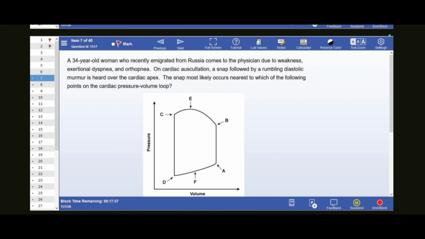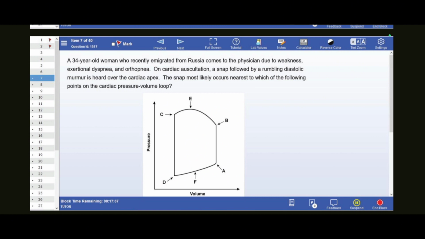So where do you think a person who is having a diastolic rumble following a snap would have that snap in this cycle? Well, first we have to establish the diagnosis. A snap is followed by a diastolic rumble. A snap before diastole, what does that tell you? The snap is happening before the diastole. The diastole happens immediately after the snap. So snap opens the mitral valve, diastole happens. Where is that snap happening? So where is the diastole beginning? Point D is where the diastole begins.